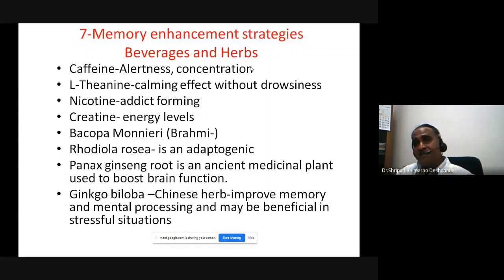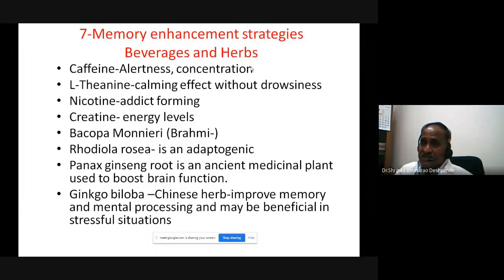L-theanine is present in tea, and this has a calming effect. The calming effect is without drowsiness. So the caffeine is also present in tea, and theanine is also present in tea. So that means tea has a double effect in terms of working for the memory. It calms you down, it cools you down, so that your consolidation, retrieval, rehearsal may be easier. I would not advise nicotine. It's an addiction-forming drug, but it would stimulate and keep you alert, but I would not say that.